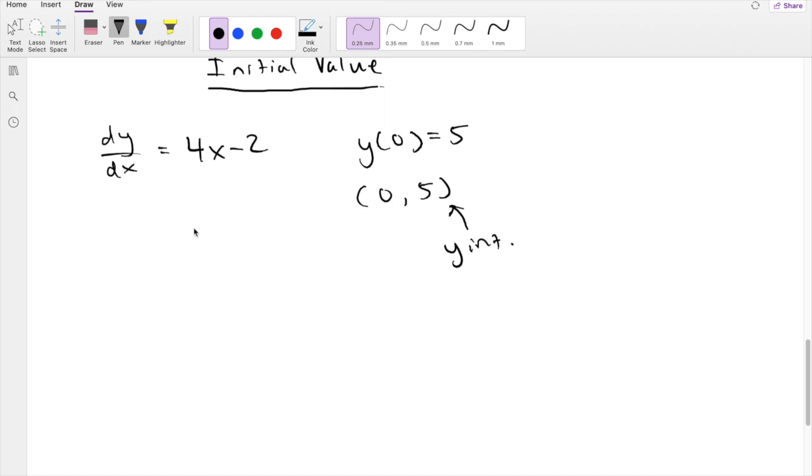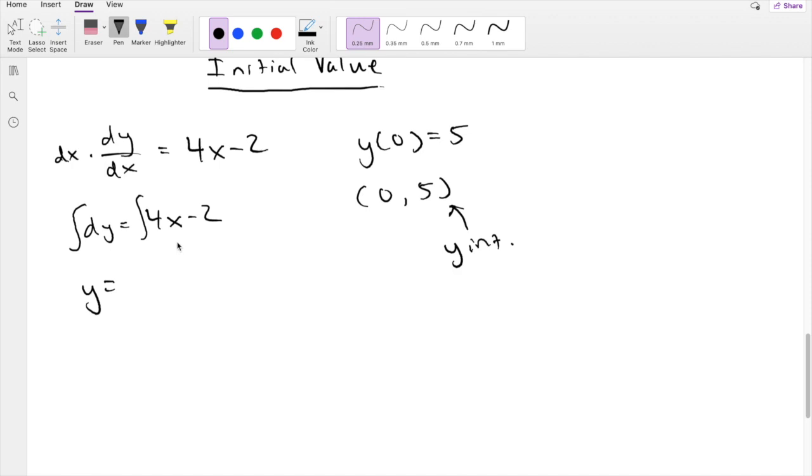So let's first convert this into a more familiar format with a squiggly line. So let's just cancel out this denominator, multiply it by dx, and we get dy equals 4x minus 2 dx. And then essentially what we're going to do is just integrate both sides. Remember that the integral of dy is simply y. Now let's just focus on the 4x minus 2.